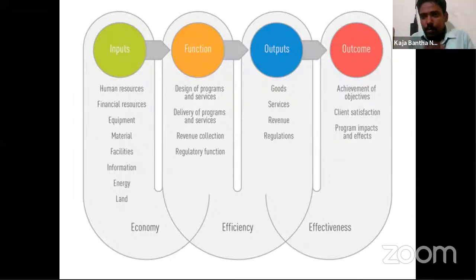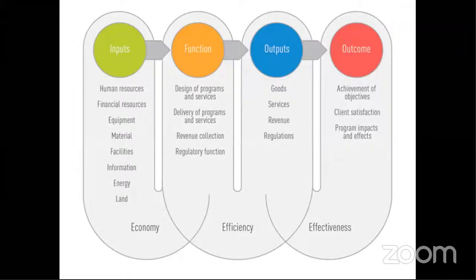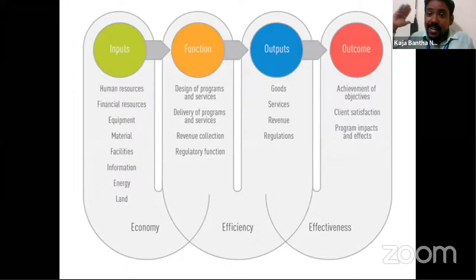Outputs are efficiency oriented, but outcomes are effectiveness oriented. Outputs speak about revenue, service, day-to-day life. Outcomes speak about achievements, client satisfaction, company objectives. What impact can you make with this product? Like this are outcomes.